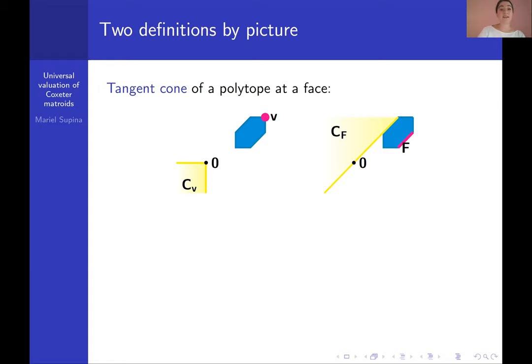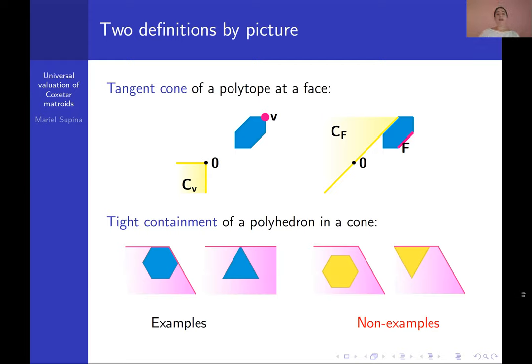One important thing is that these tangent cones are always going to be deformations of the polytope. The second definition, which is related, is that of tight containment of a polyhedron in a cone. So here I have two examples and two non-examples of tight containment. What I mean is that a polyhedron is tightly contained in a cone if it's contained in the cone and it intersects the lowest dimensional face of the cone, the lineality space of the cone.